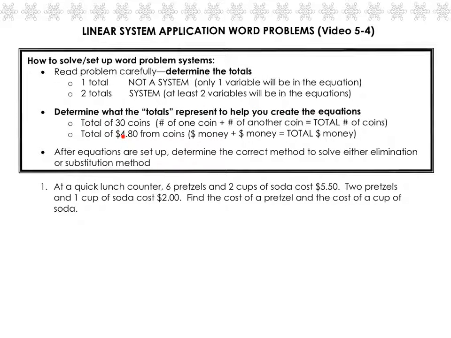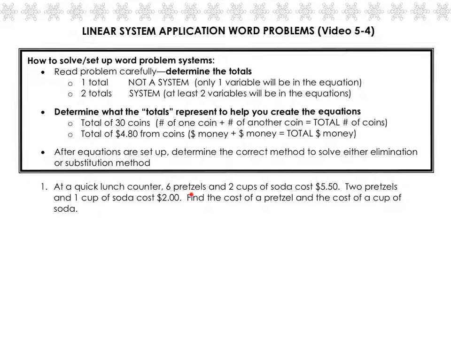So if it's a total of coins, then it's the number of one coin plus the number of another coin equals the total number of coins. But if it's a total amount of money from coins, then we have to add the money plus money to equal total money. So after our equations are set up, determine the correct method to solve, either elimination or substitution. So let's look at one example together.